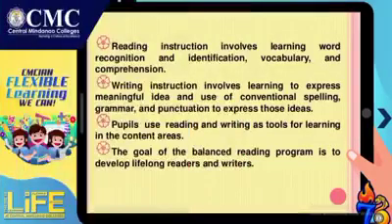Reading instruction involves learning word recognition and identification, vocabulary, and comprehension. Writing instruction involves learning to express meaningful ideas and use of conventional spelling, grammar, and punctuation to express those ideas. Pupils use reading and writing as tools for learning in the content areas. The goal of the balanced reading program is to develop lifelong readers and writers.